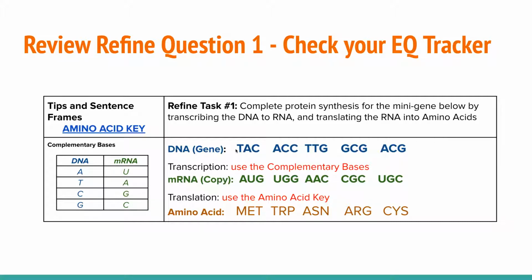Here is the original gene. And then during transcription, what you do is you use the complementary bases, which are right here, so that you can translate DNA into messenger RNA. So here is the code in messenger RNA. After you do that, you're going to open up the amino acid key, which is this one.